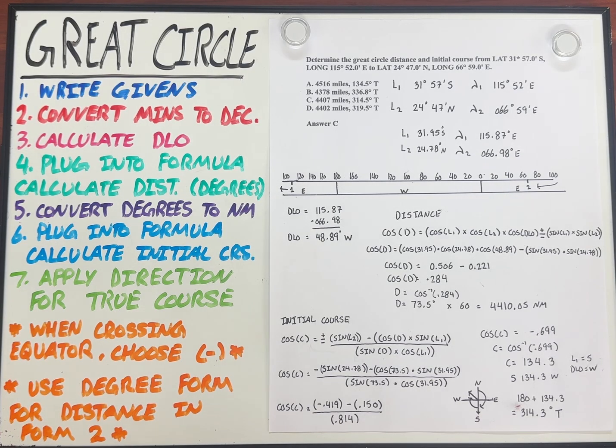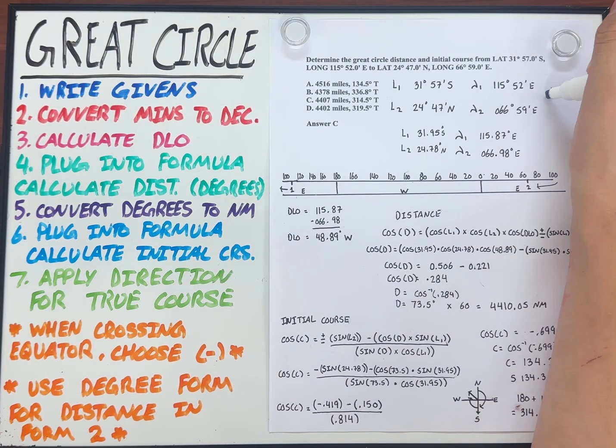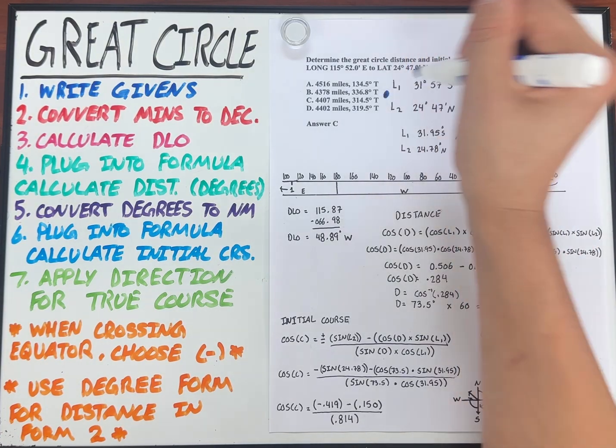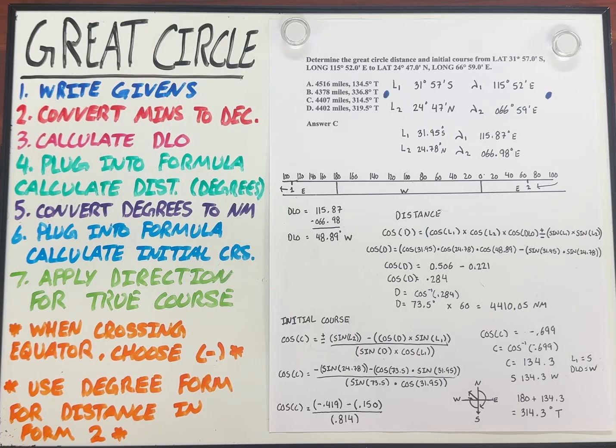So step one is to write your givens. I always like to take the pertinent information from the problem. In this case, it's just our lat 1, lat 2, longitude 1, longitude 2.